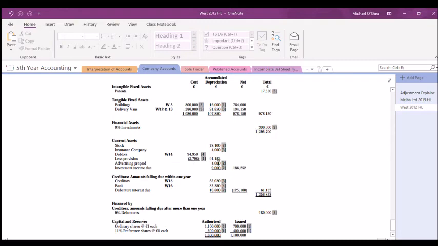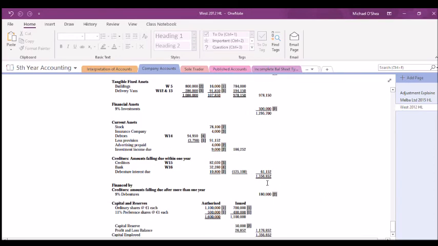Advertising prepaid was an expense prepaid, so that is a current asset. And investment income due. This is money that I have yet to receive from my investment income. Creditors, bank overdraft, debenture interest that I haven't paid yet. All short-term liabilities, and 1.356 million is my total net assets figure.